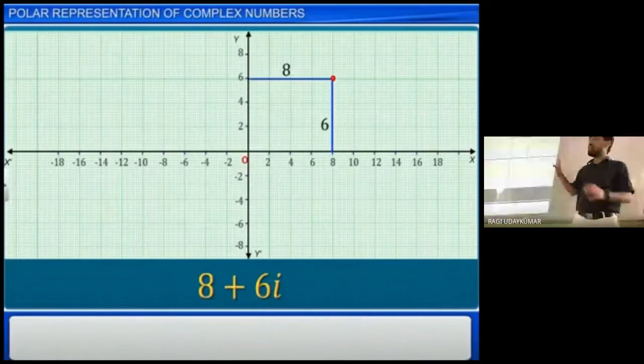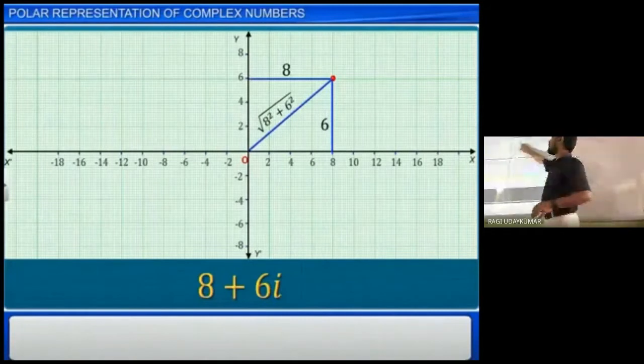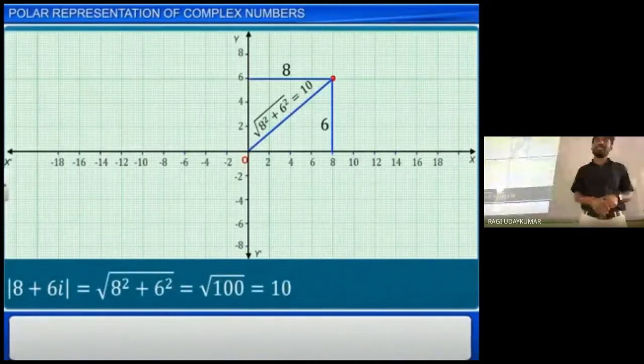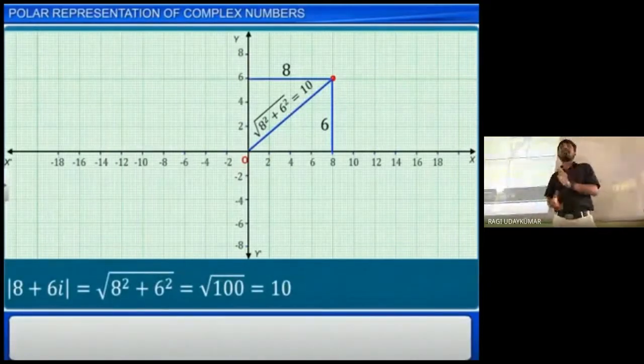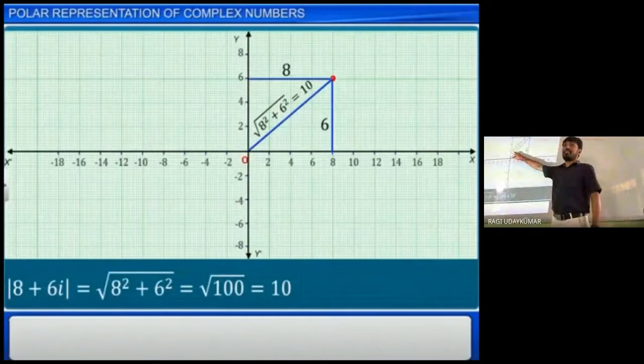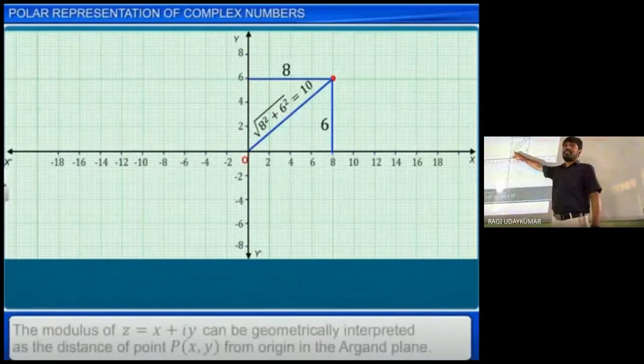Now here, for every point, the distance from the origin to this point is equal to the square root of 8 squared plus 6 squared, which equals 10. We are going to get it. Why? Because the Pythagoras theorem is applied here. By applying the Pythagoras theorem we get this. And what is this? Modulus. Modulus of that complex number.